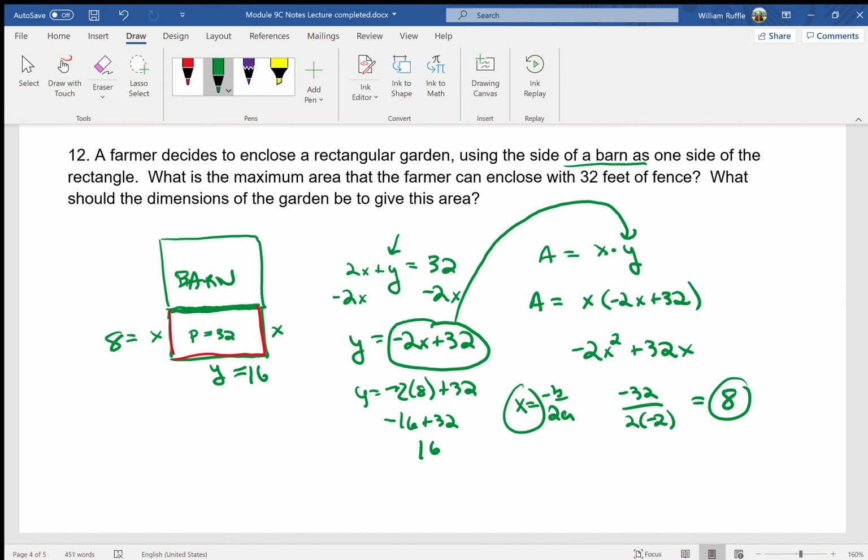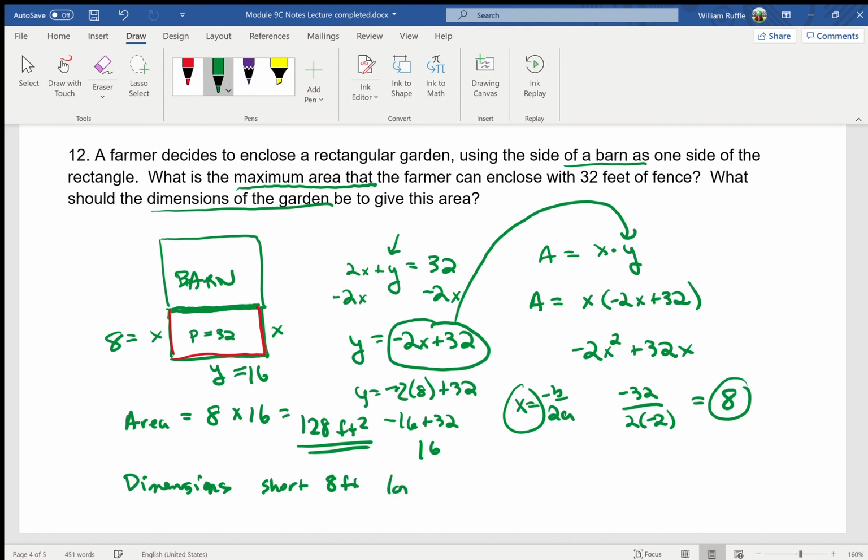Now, if you notice, they asked 2 questions. One is, what's the maximum area? And what should be the dimensions of the garden? Well, the area is equal to 8 times 16, which is 128 square feet. And what's strange is they do ask the maximum area first, then they ask the dimensions. And I believe they have the shorter side and the longer side. You just have to fill it in correctly. Clearly, the shorter side is going to be 8 feet. The longer side is 16 feet.